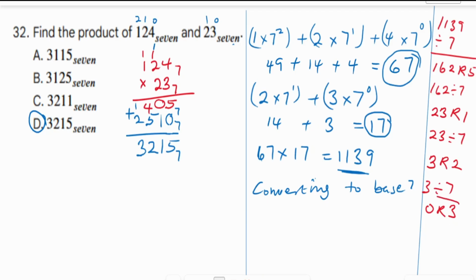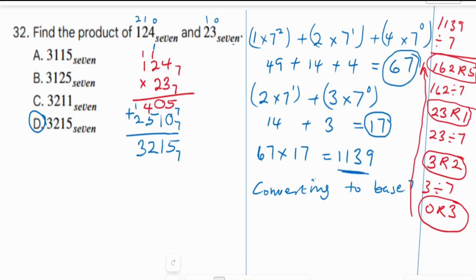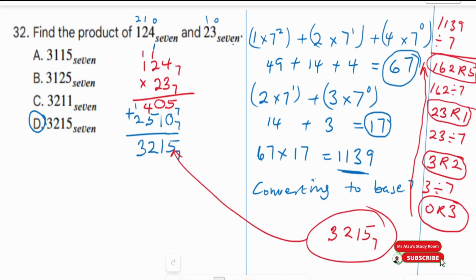So now we are going to pick the remainders of these numbers from the bottom up. So that means we are starting with 3, 2, 1, 5. Remember, it's only the remainders, and that is base 7. And that is the same as what we get here.